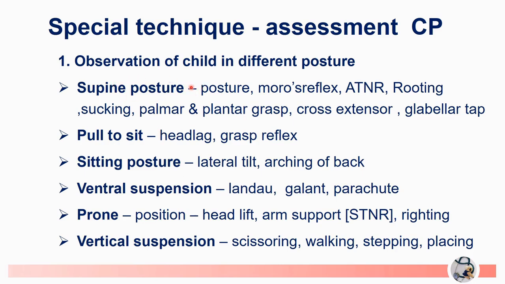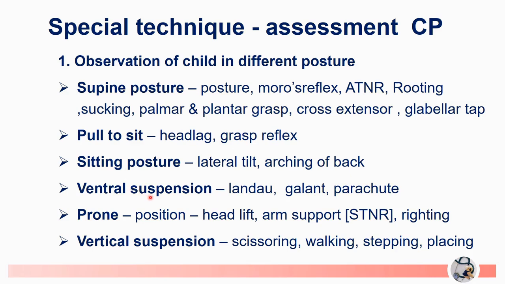In the supine posture, you can see how the child is lying. Here you can assess Moro reflex, asymmetric tonic neck reflex, rooting, sucking reflex, palmar-plantar grasp, cross extensor and glabellar tap. All these can be assessed in the supine posture. Then pull to sit, where you'll assess for head lag and grasp reflex again. Palmar grasp mainly, because you're holding the child's fist. Then sitting posture, you can see the lateral tilt, arching of the back.